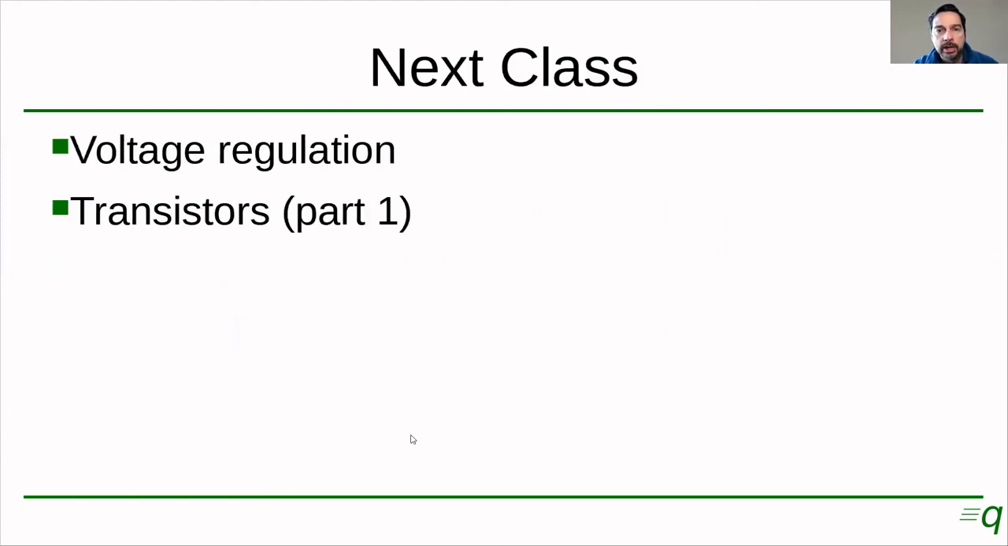And that's all for today. Next class, we're going to see voltage regulation, which is something that can get us even closer to perfect DC when converting from AC. And we're going to start looking at transistors and how they can be connected and what are some of their applications.